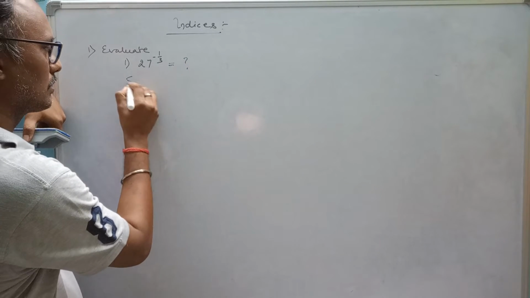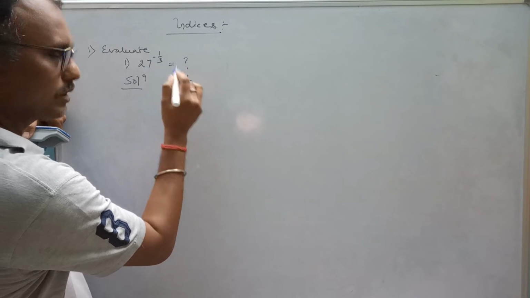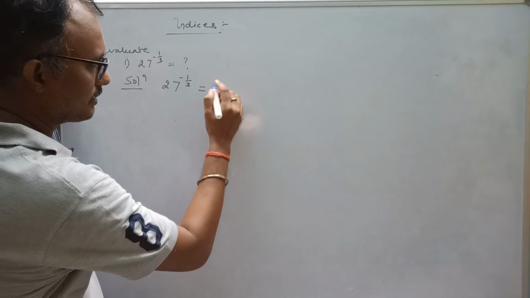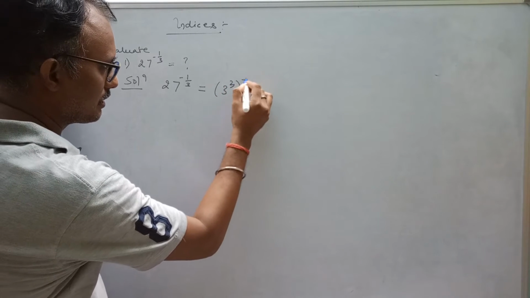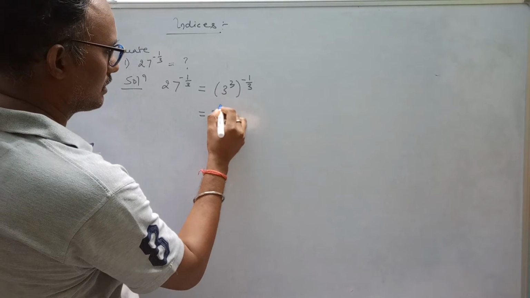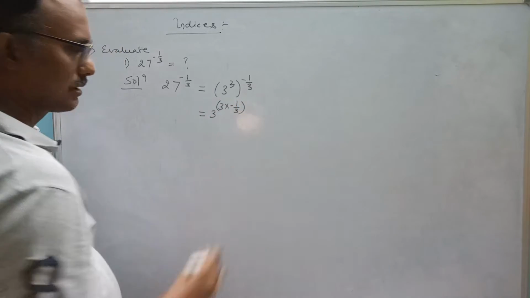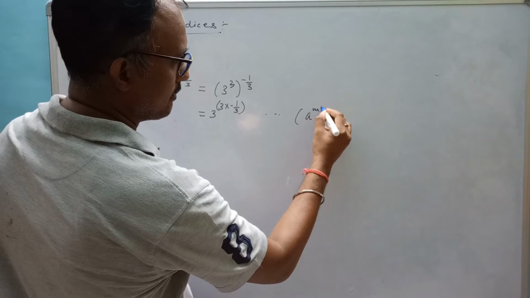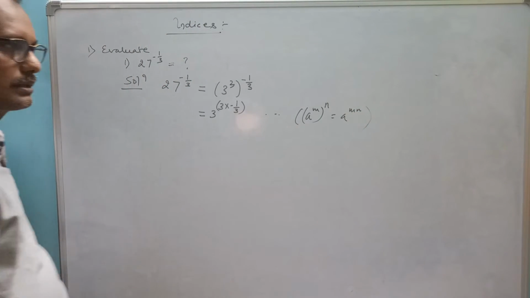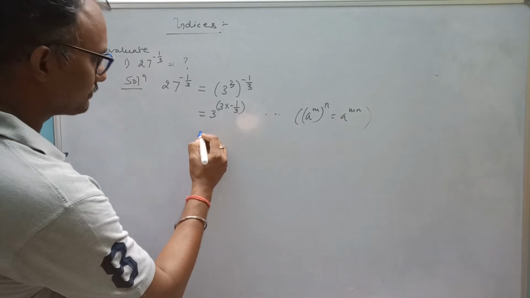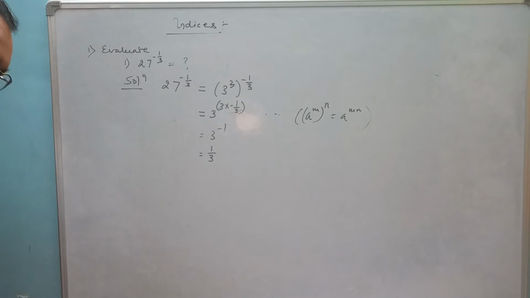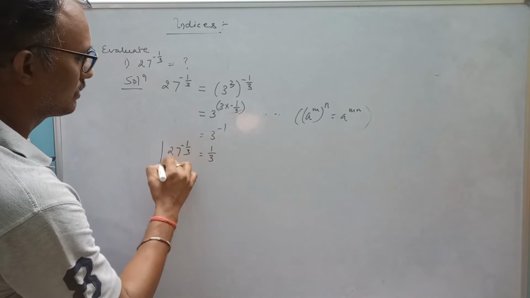Solution. 27 raised to 1 minus 1 by 3 can be written as correct. 27 को 3 raised to 3 में लिख सकते हैं. This can be, why? Because a raised to m raised to n is a raised to m into n. ठीक है. Power of power is just multiplication. And it can be 1 upon 3. ठीक है. Answer.